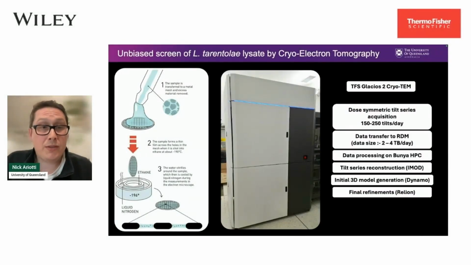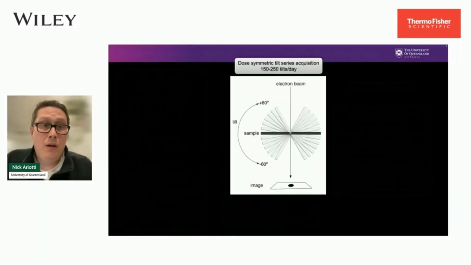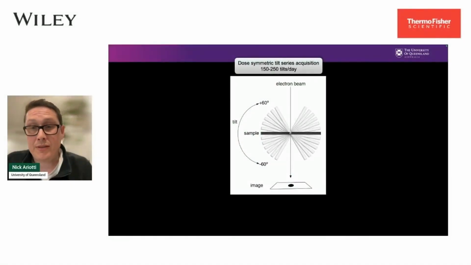We can acquire dosimetric tilt series and get around 150 to 250 tilts per day. The most we've acquired in one sitting is a little over 450 tilts over a weekend. And then we have a data processing pipeline set up on our local HPC cluster. Okay, so we acquire our dosimetric tilt series, we tilt the stage at our position of interest, and from that, we generate a series of back projections that we can reconstruct later.